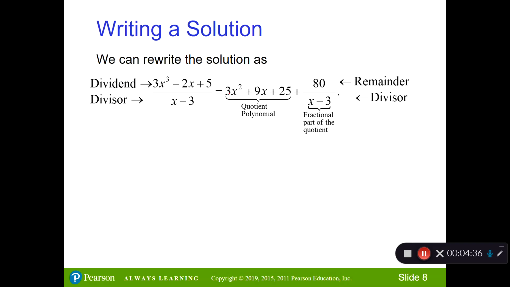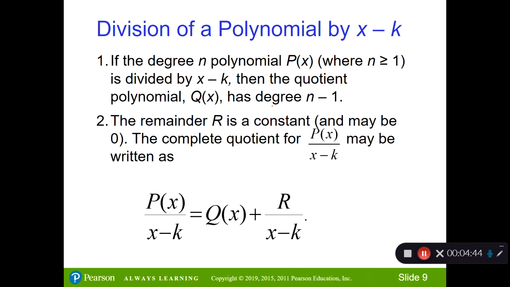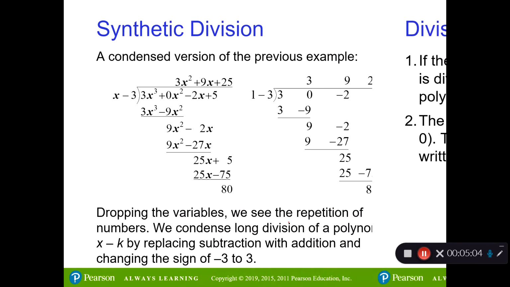So I write the answer as the quotient plus the remainder over the divisor. So this is my divided form of that fraction. If a degree n polynomial is divided by x minus k, then the quotient polynomial will have 1 degree less. The remainder will be a constant, and the complete form would be written as that quotient plus the remainder over the divisor.